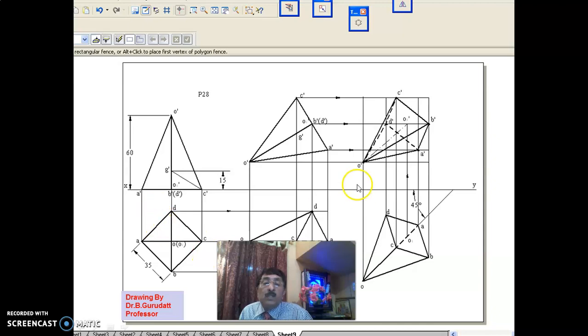Okay, now the problem is clear here. It is a square pyramid of sides 35 and height 60 hung on one of its corners, say C, such that the top view of the axis is inclined at 45 degrees to VP. For this, we have drawn one front view and top view in this position.